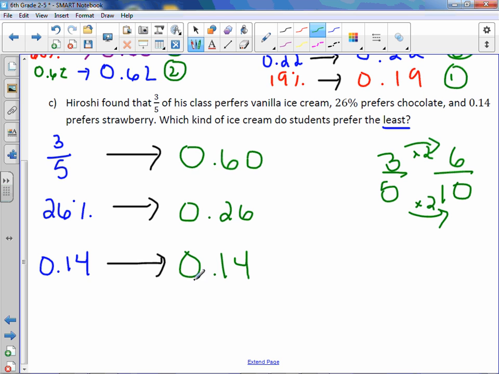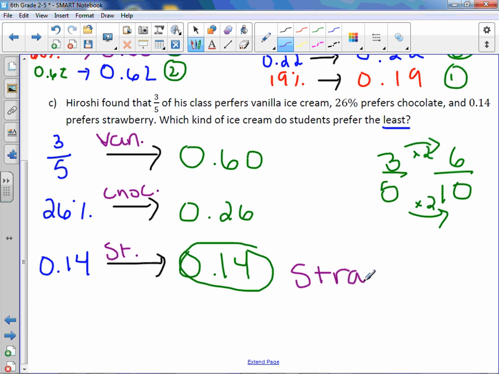Well, compare these numbers, 0.6 to 0.26 to 0.14. This is the smallest number, but it says which kind of ice cream, not what is the number, which kind. So let's go back and see what each of these are. Hiroshi found that 3/5 prefer vanilla, so this is vanilla. He found that 26% prefers chocolate, and 0.14 prefers strawberry. So which flavor do they prefer the least? Our answer is strawberry.